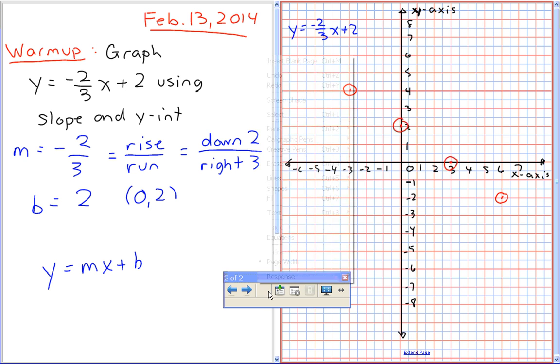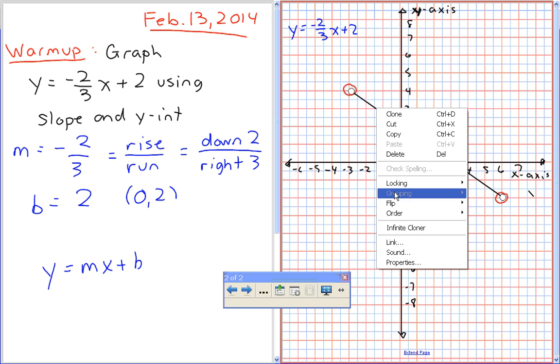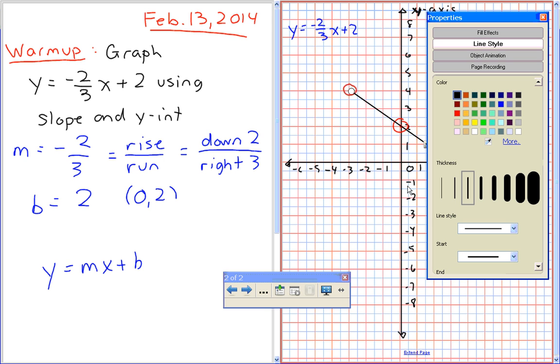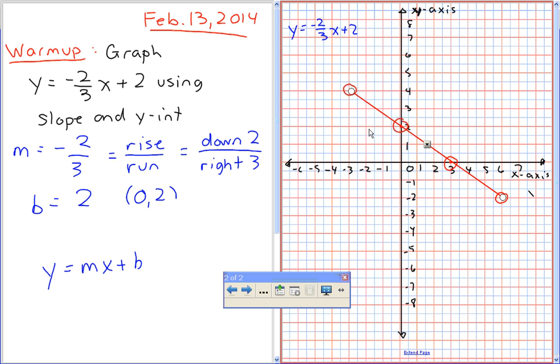Next, I'm going to connect the dots as nicely as I can. I'm going to start here. I'm going to connect just like that. Down. Excuse me as I sneeze. Sorry, my whole family was sick. And the last thing we need is what? One last thing. The arrows on the end.